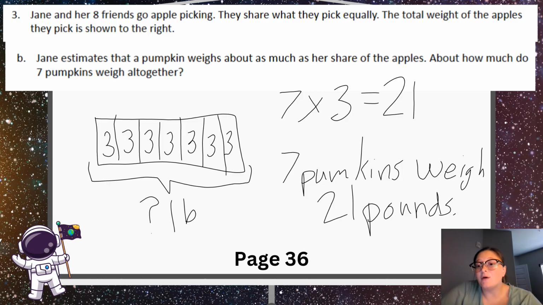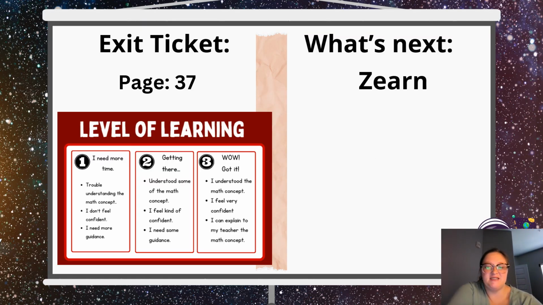All right, now you're going to turn to page 37 of your math book and do your exit ticket. Once you have finished your exit ticket, you're going to get on Zearn after you have turned it in.